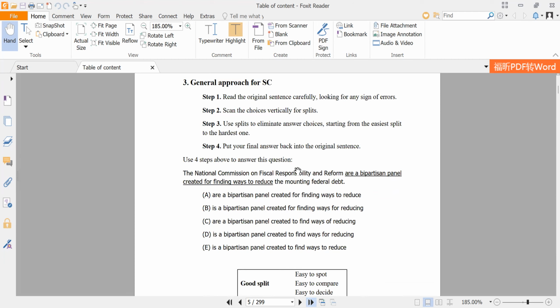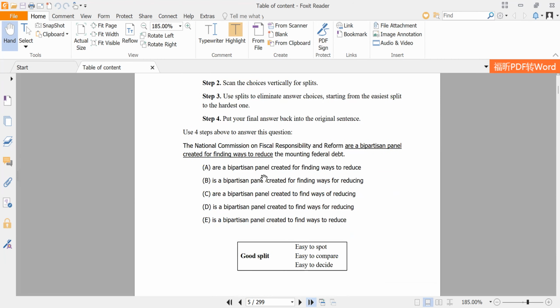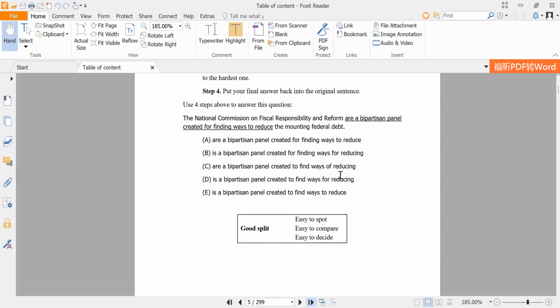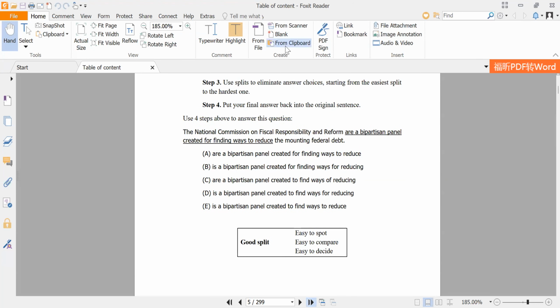All right, so that's the general approach to sentence correction. In the next video lessons, we're going to start applying this to real examples to make it more concrete.